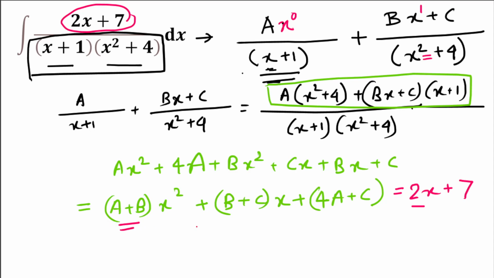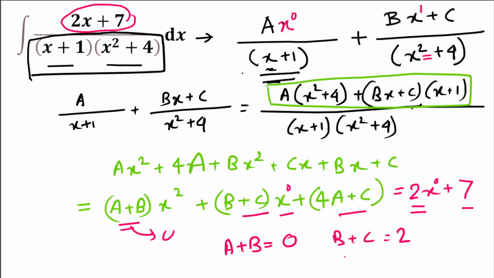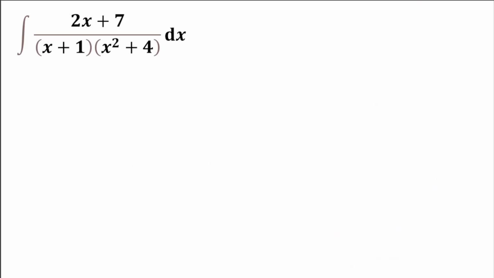So we can write that this is equal to 0. This is equal to 0. This is equal to 2, right? Because this is x to the power 0, this is x to the power 0, and this is equal to 7, right? So we have three equations in our hand. I'll write it in this place. A plus B equals 0, B plus C is equal to 2, and 4A plus C is equal to 7.